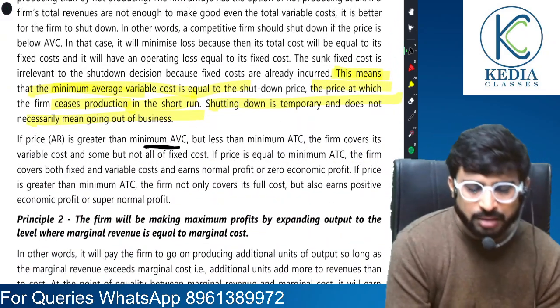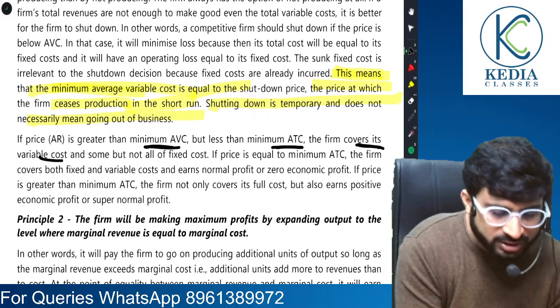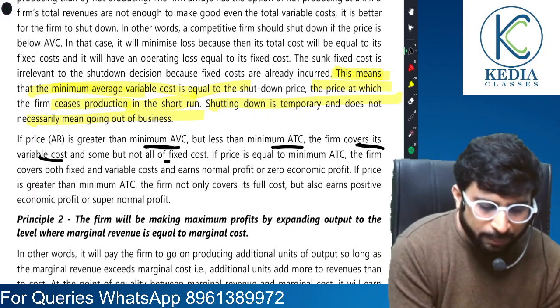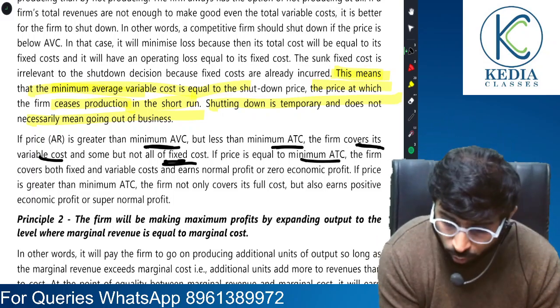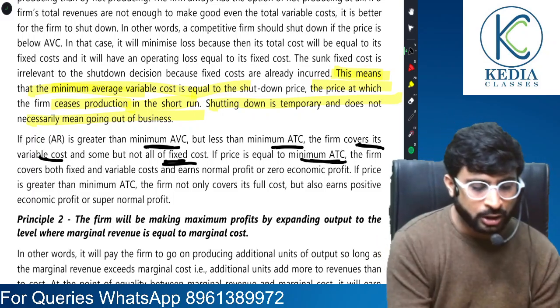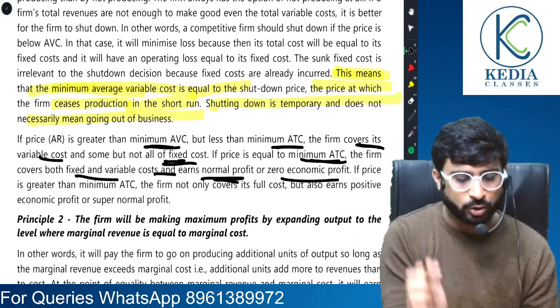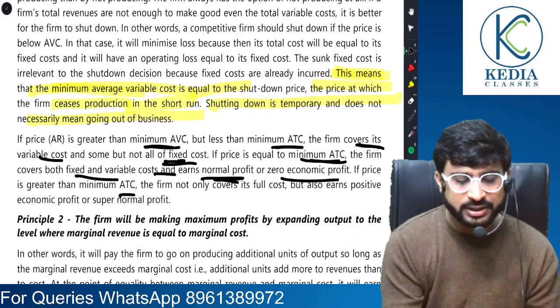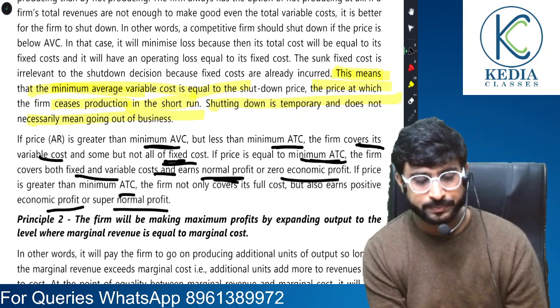If price is greater than minimum average variable cost but less than ATC, the firm covers the variable cost but not all of the fixed cost, which is okay, do business. If price is equal to average total cost, very good. The firm covers both and earns normal profits or zero economic profits. If price is greater than ATC, then it is supernormal profits or positive economic profits.